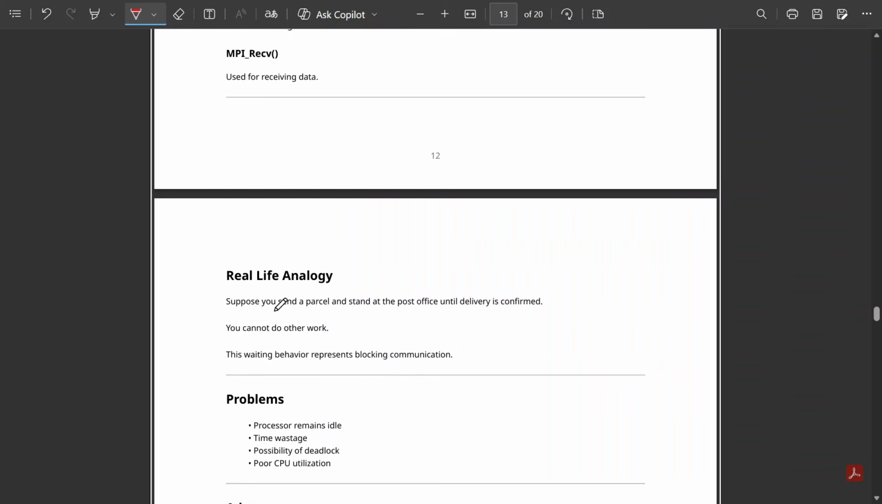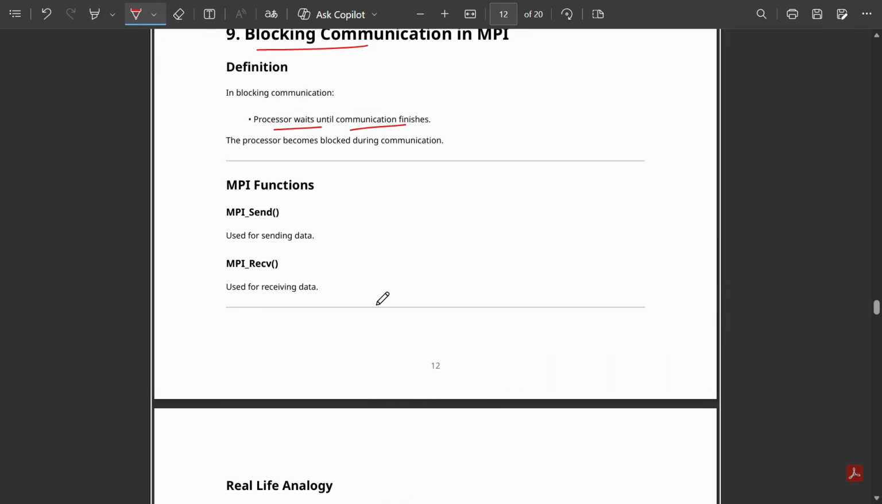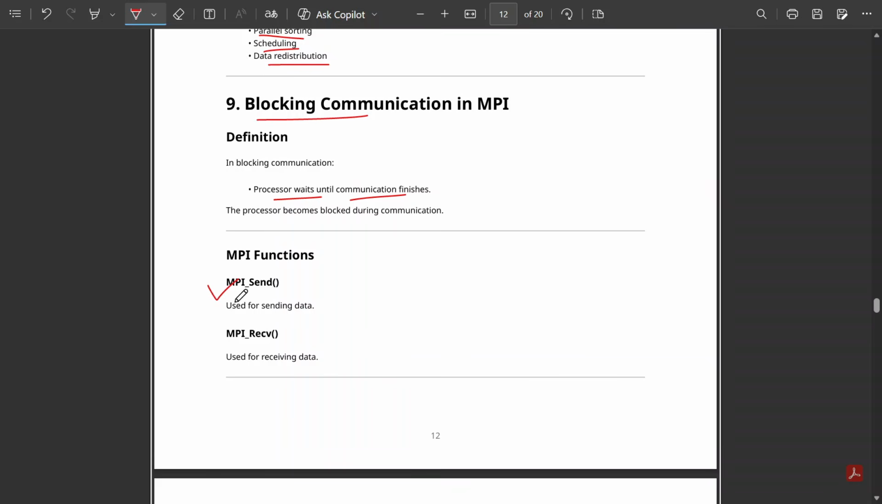Example, suppose you send a parcel and stand at the post office until the delivery is confirmed, and until the delivery is confirmed you cannot do other work. It means your process is running but confirmation has not been received and you cannot move further. This behavior represents blocking communication. Its functions are the MPI send function, which is used for sending data, and the receive function, recv, used for receiving data.